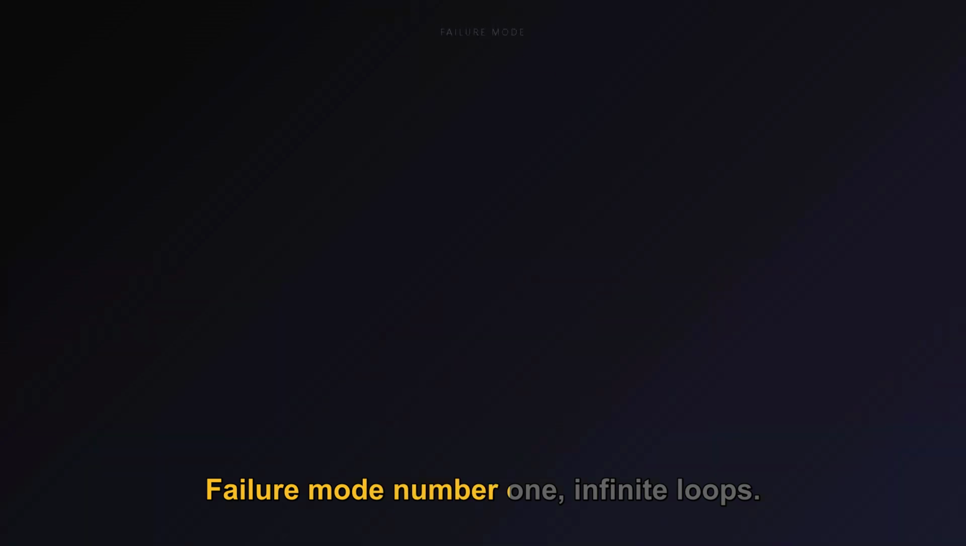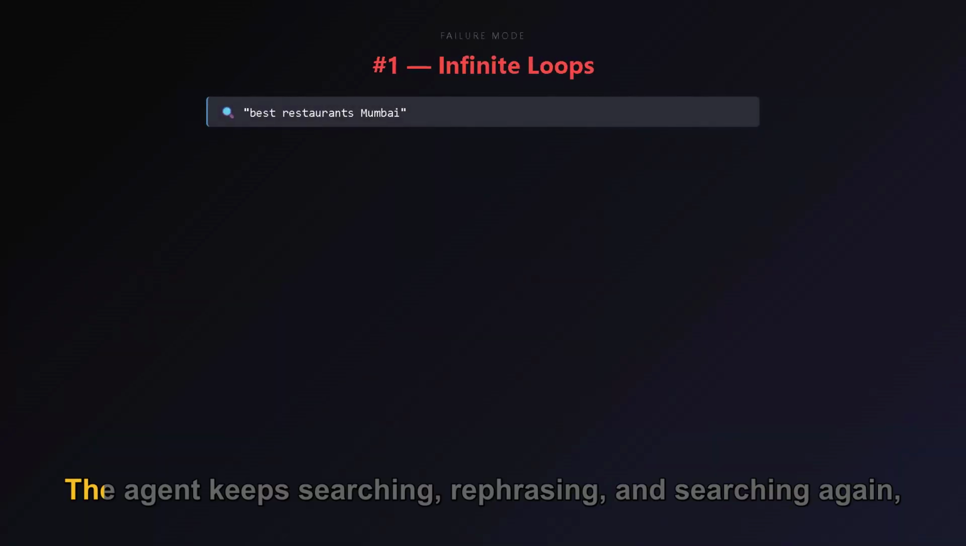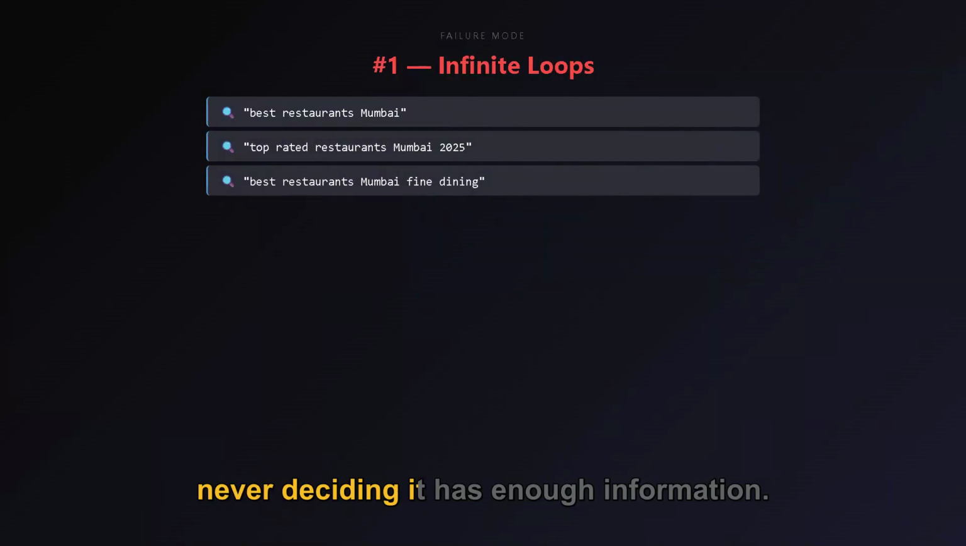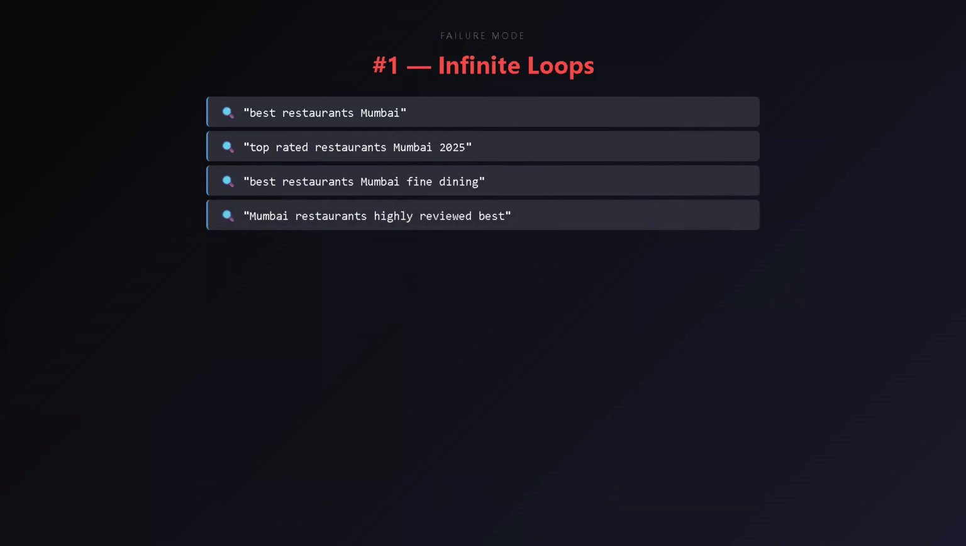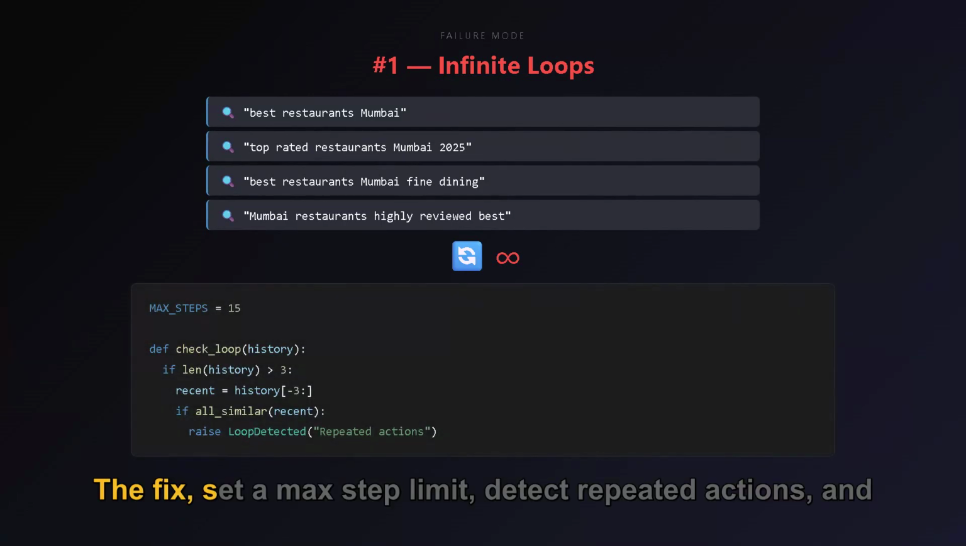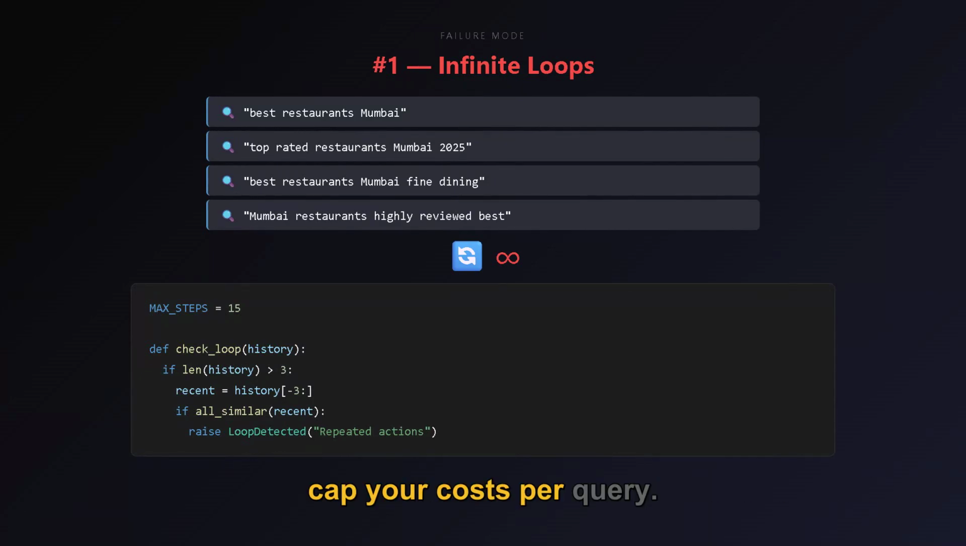Failure mode number 1, infinite loops. The agent keeps searching, rephrasing, and searching again, never deciding it has enough information. 50 steps at a penny each adds up fast, and you get 0 useful output. The fix: set a max step limit, detect repeated actions, and cap your costs per query.